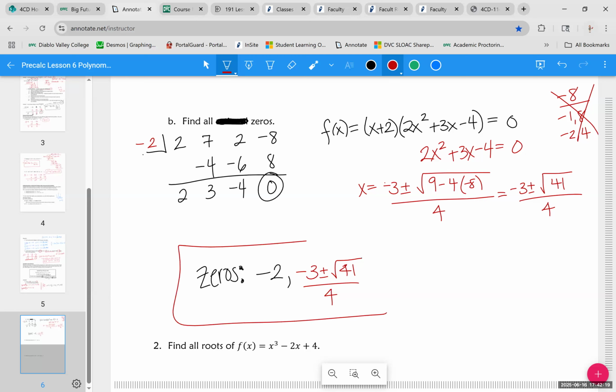And now I have all of the zeros. I have the rational 0 here. And these are irrational. The reason you know that is because there's a square root left in them. Anytime you have a square root of a number that's not going to give you a nice, even, perfect whole number, it'll be an irrational number. So we did it. We found all of the zeros.